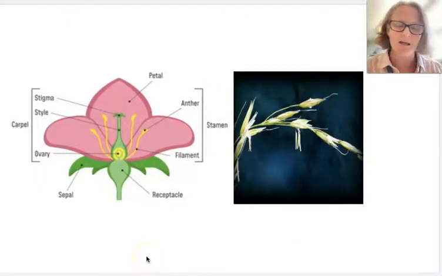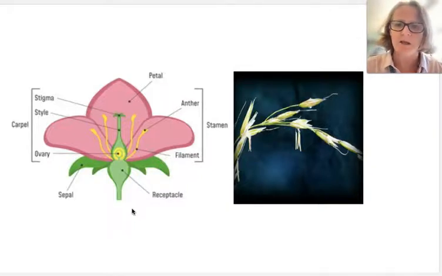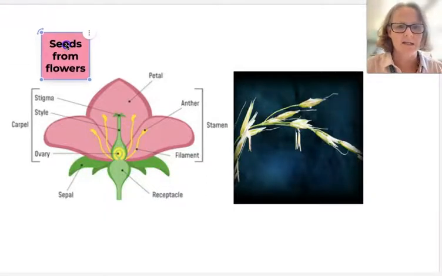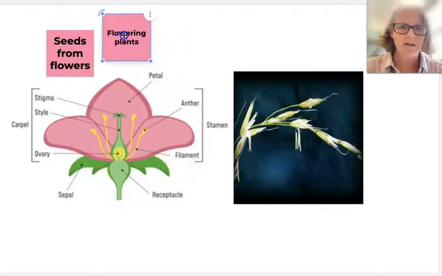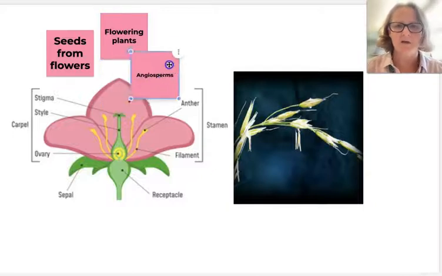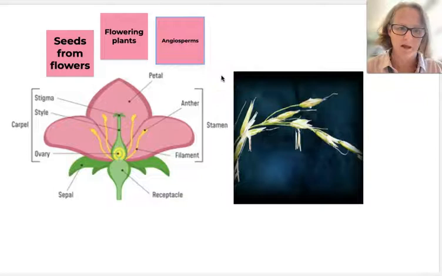We've got flowers here. I've got on the left a classic flower with pretty petals. It's probably got a nice smell and nectar. And on the right, a slightly more boring flower, because you probably didn't even notice that grasses had flowers, but they do, and you can see some of the same structures on them. So if we are looking at seeds coming from flowers, we're looking at flowering plants, and flowering plants are called angiosperms. That is the correct term for flowering plants.